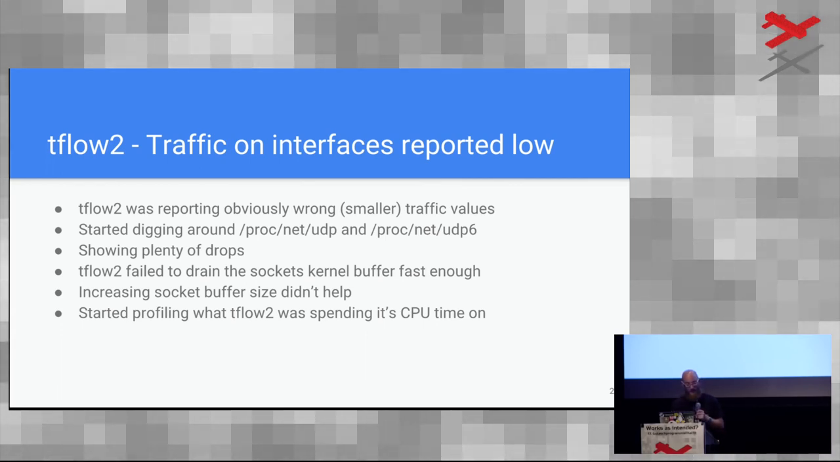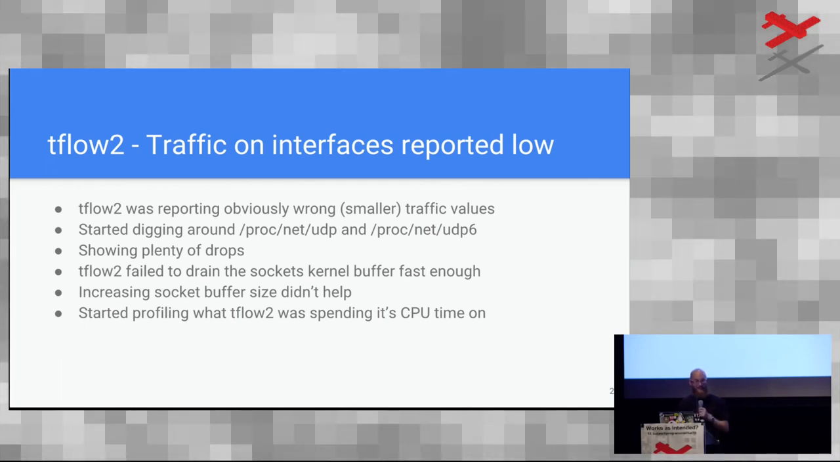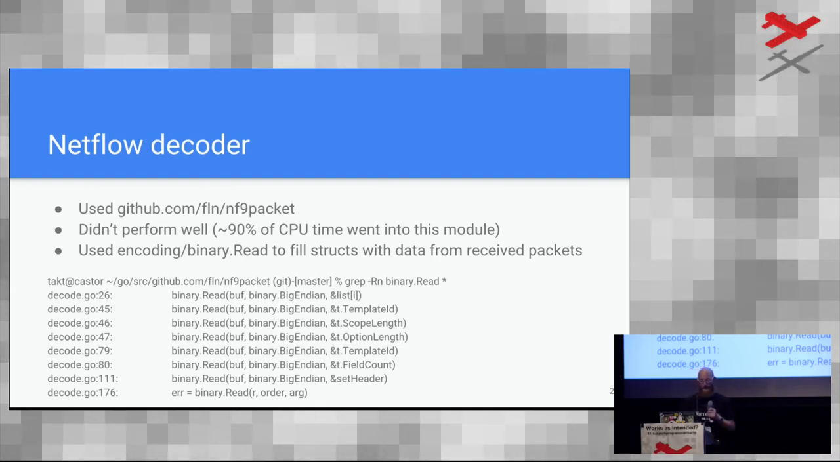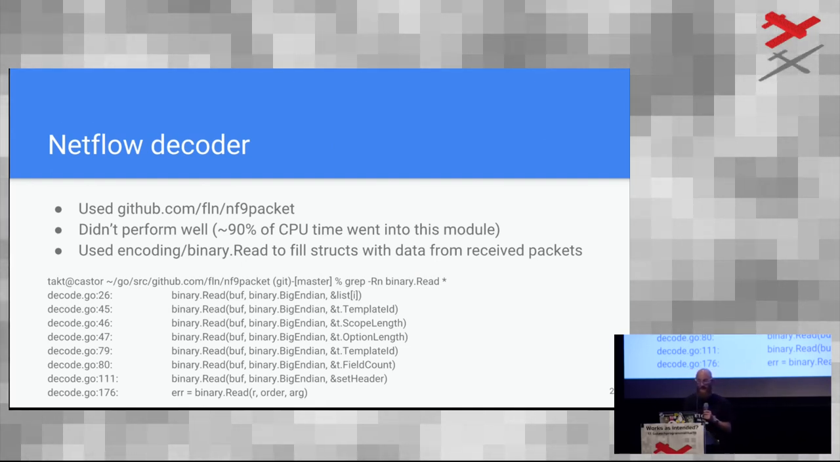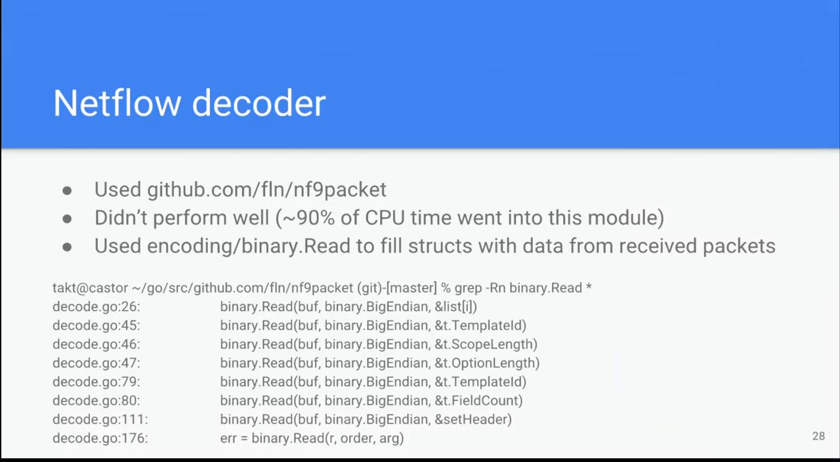So what I did is I started profiling: what is tflow2 actually spending its CPU time on? Why is it so slow? And it turned out there was this NetFlow decoder that I found on GitHub from FLN. It was called NF9 packet. And that didn't perform very well. 90% of CPU time was spent in that package, that I didn't even implement myself. I just wanted it to decode a NetFlow packet and give me a struct with all the data. Yeah, 90% of CPU time.